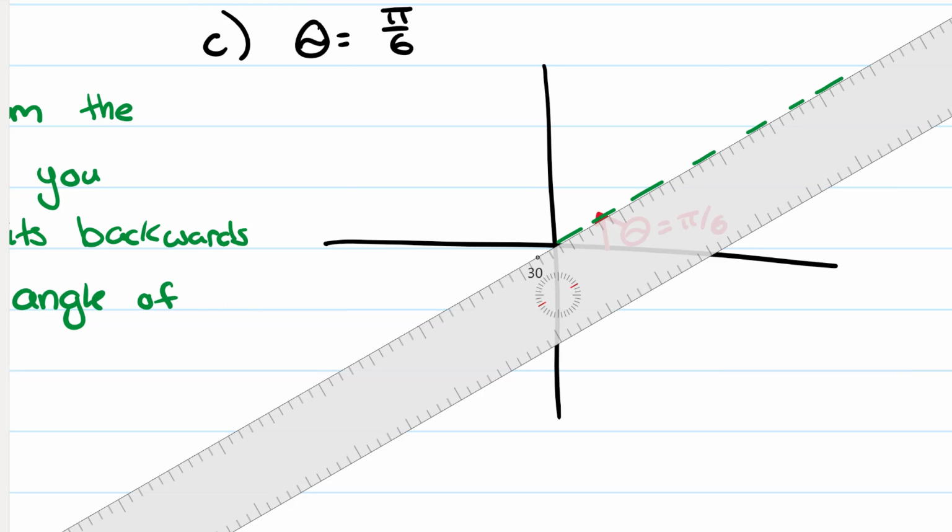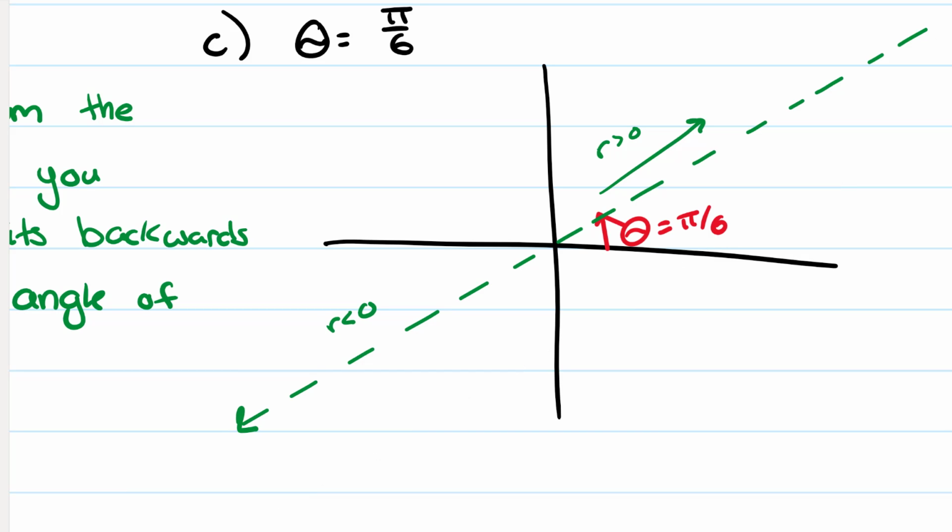Because r could be 1, r could be 2, r could be 3, r could be 4. I don't know. So when r is greater than 0, it shoots this way. And when r is less than 0, it's going to shoot this way. So basically, when you only have theta values, you get a line using that theta value.